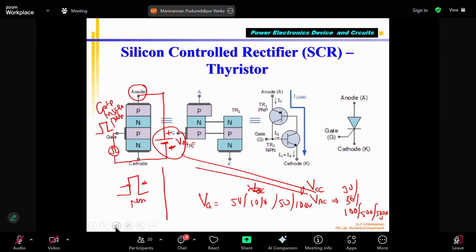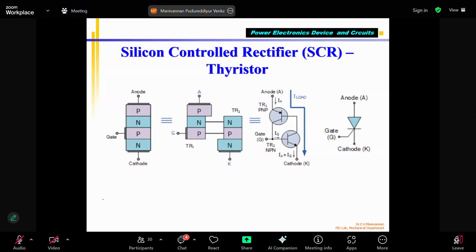Basically, we bias the SCR with a DC voltage as given by the manufacturer, we say VAC, that is anode and cathode, plus minus. Anode should be connected with plus, cathode should be connected with minus. We connect, there will be a current.